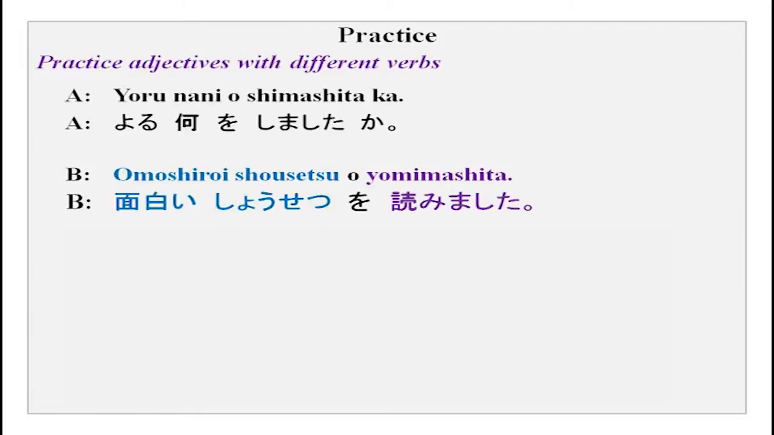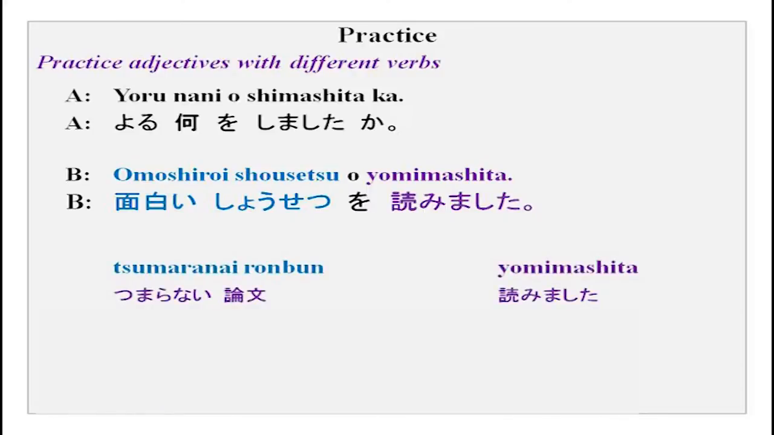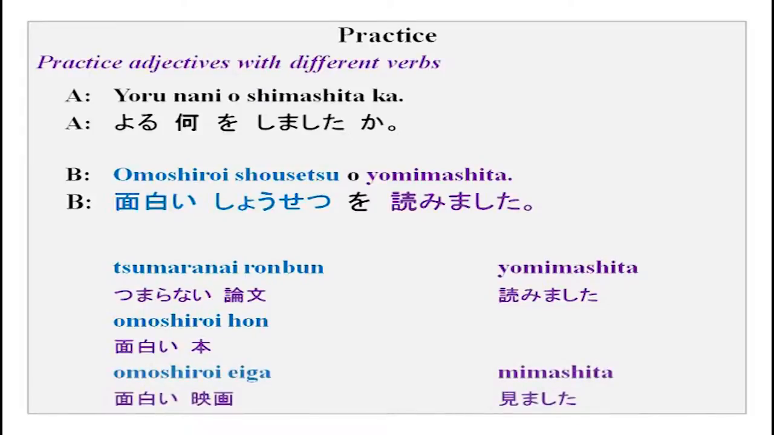You can remove this over here and also use tsumaranai with another noun, tsumaranai rombun. Tsumaranai is a boring thesis. Tsumaranai rombun o yomimashita. Omoshiroi hon, interesting book o yomimashita. Omoshiroi eiga o mimashita. So, whatever you are using, you have to keep in mind that the verb is to be used accordingly. You have to remember what verb to use with which word, when to use what verb or which verb.